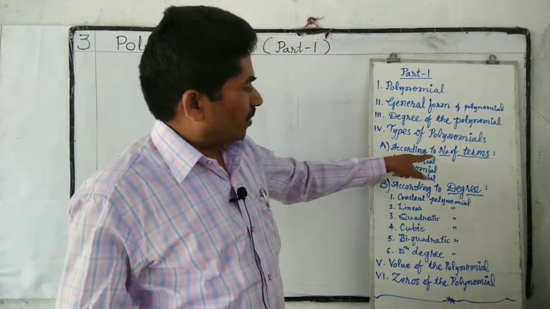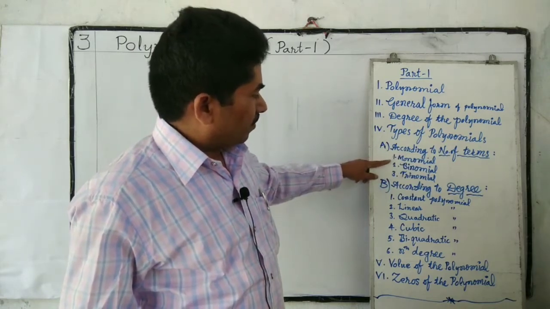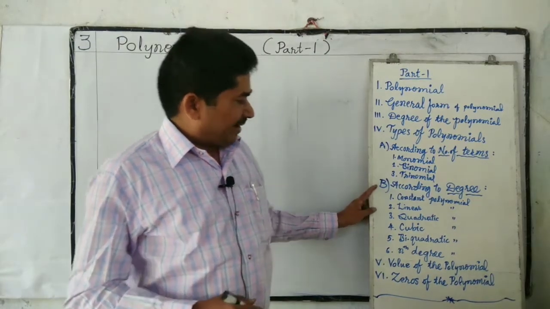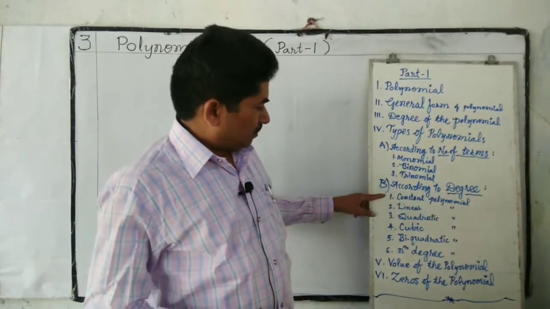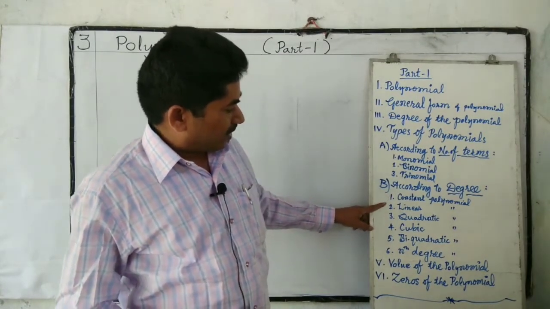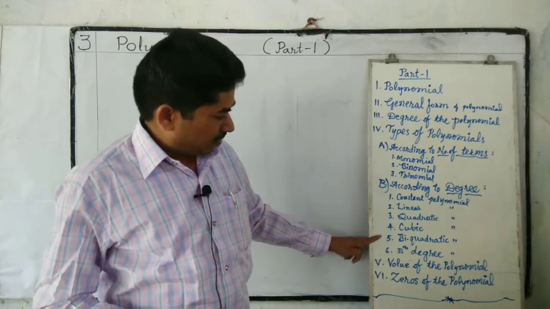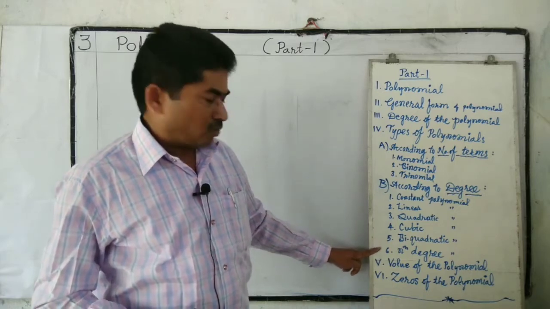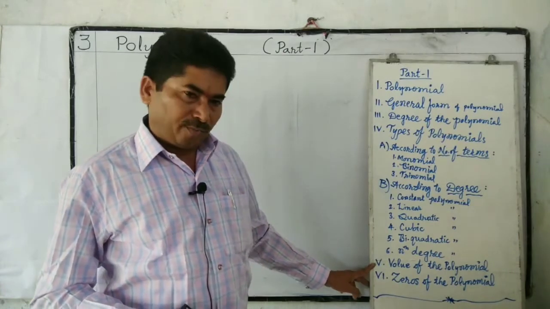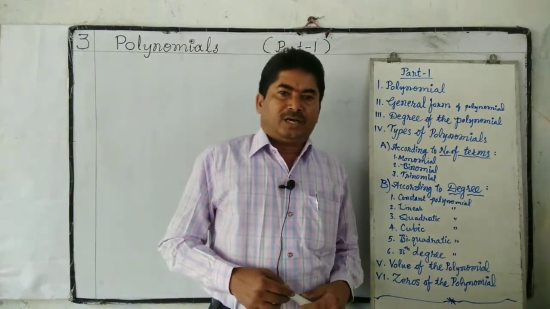A, according to number of terms. In this: monomial, binomial, trinomial. B, according to degree. In this, according to degree: constant polynomial, linear polynomial, quadratic polynomial, cubic polynomial, biquadratic polynomial, nth degree polynomial. Next, value of the polynomial, zero of the polynomial. Let us learn one by one.